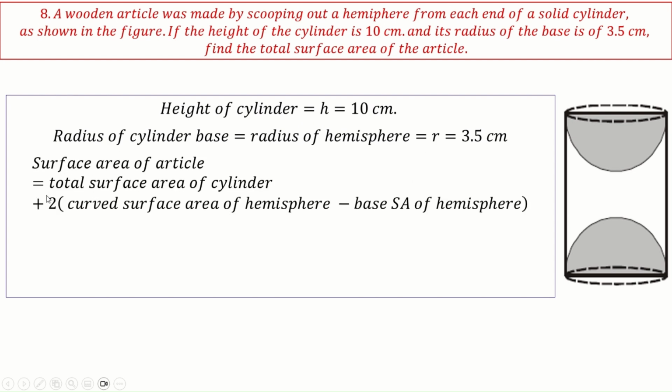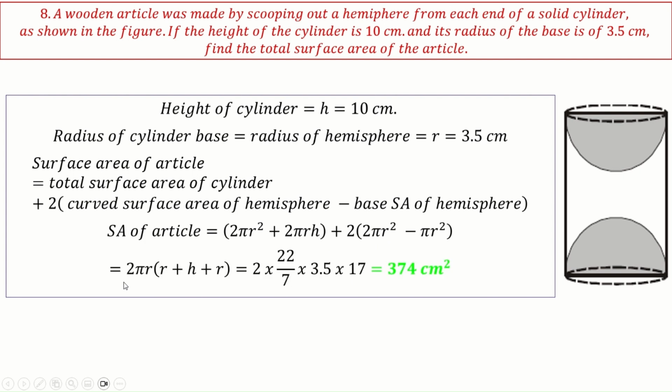Surface area of the article is the total surface area of the cylinder plus 2 times the curved surface area of the hemisphere minus the base surface area of the hemisphere. If I write the formula here, you will get it like this: 2 pi r square plus 2 pi r h, plus 2 times (2 pi r square minus pi r square), which is pi r square. Finally it will become this value if I take it common. It's very easy now. Once you substitute the values, you will get 374 centimeter square.